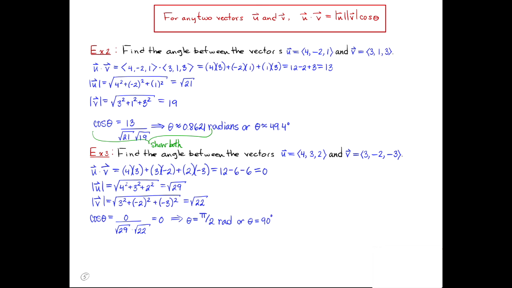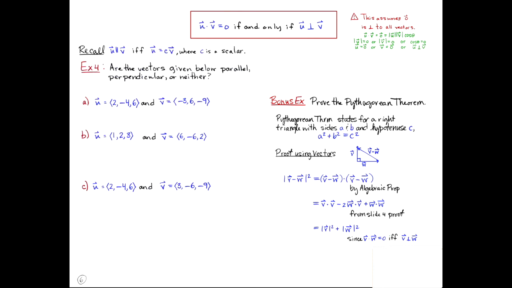This is always going to be true anytime that the dot product between two vectors is 0. The angle between them has to be pi over 2 or 90 degrees. And so we can say that u dot v is equal to 0 if and only if the vector u is perpendicular to the vector v. This can be a pretty handy theorem for us to have. Now we know that two vectors are perpendicular if their dot product is 0.